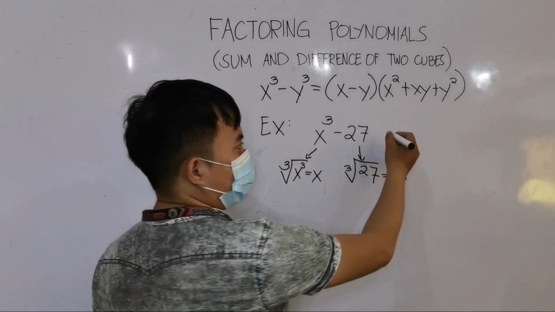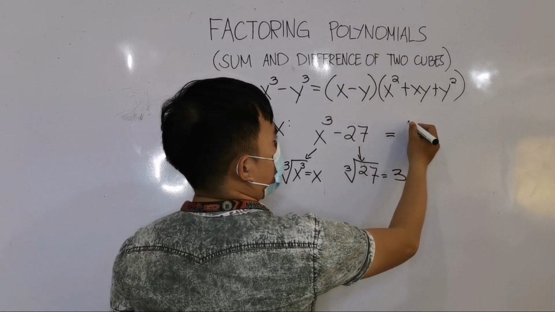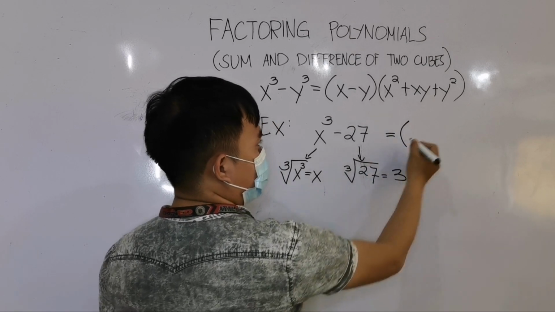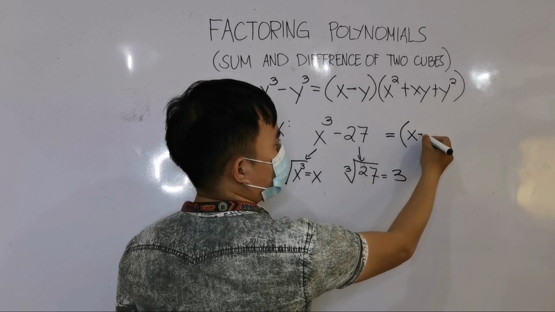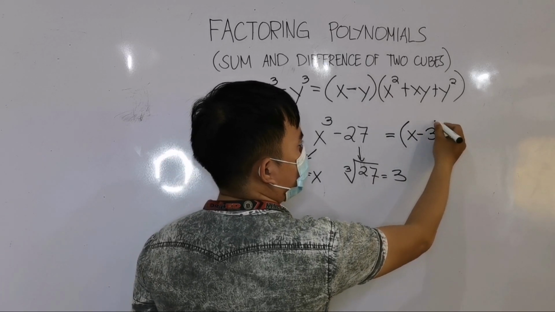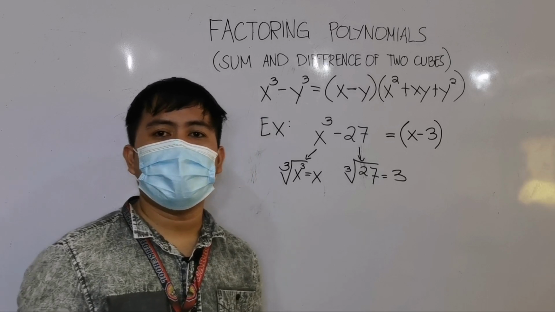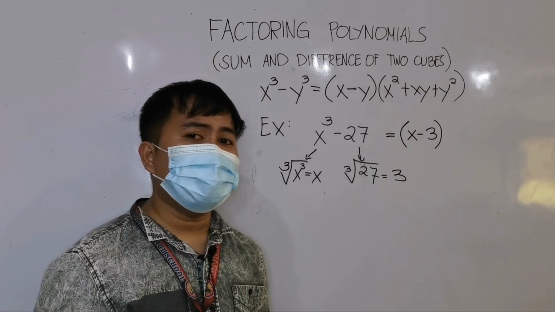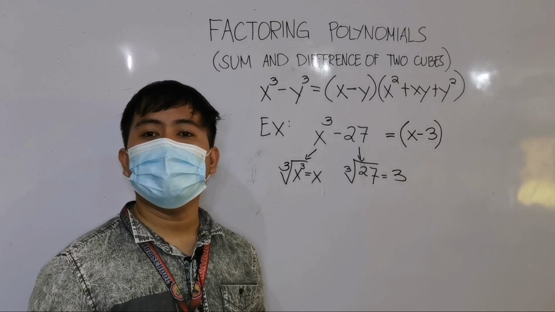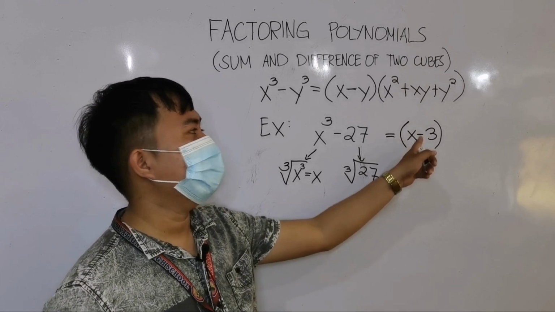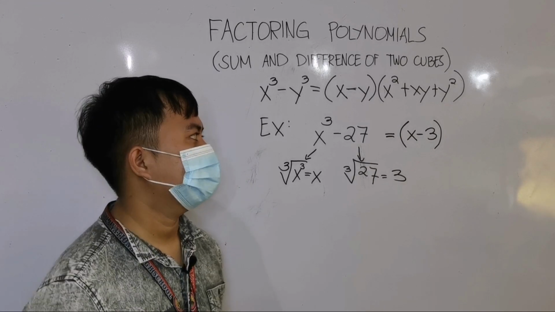So, pwede na nating sagutin. Equals x minus 3. Okay. Huwag po tayong magkakamali sa sign. Kahit isang mali lang po sa sign natin, mali na po yun lahat. So, dapat mag-iingat po tayo sa paglagay ng ating mga operations or ng sign.